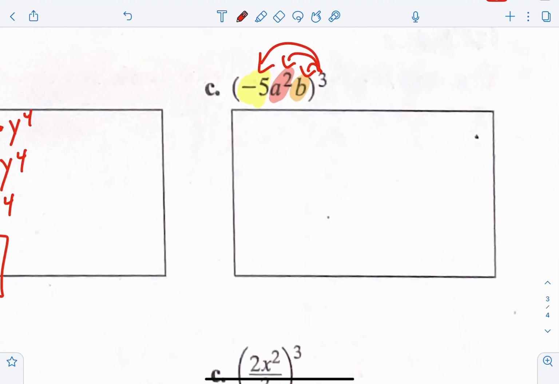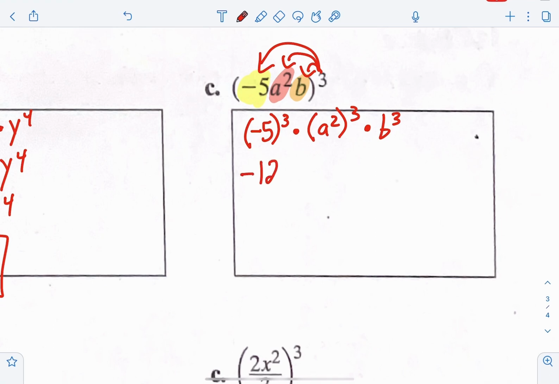So, negative 5 is in the parentheses, so negative 5 stays in parentheses to the third, times a to the 2 goes in parentheses because it has an exponent on the inside, all to the power of 3, times b to the power of 3. Beautiful. Okay, negative 5 times negative 5 times negative 5 is going to give us a negative 125 because there were 3 of those negatives, so you're going to end up with a negative answer.